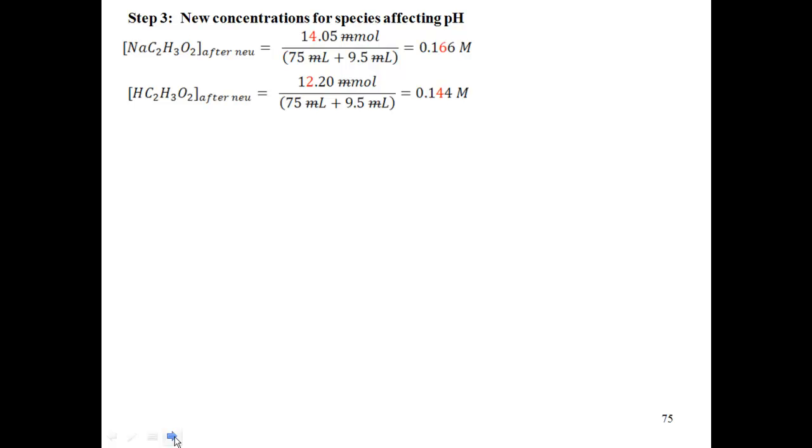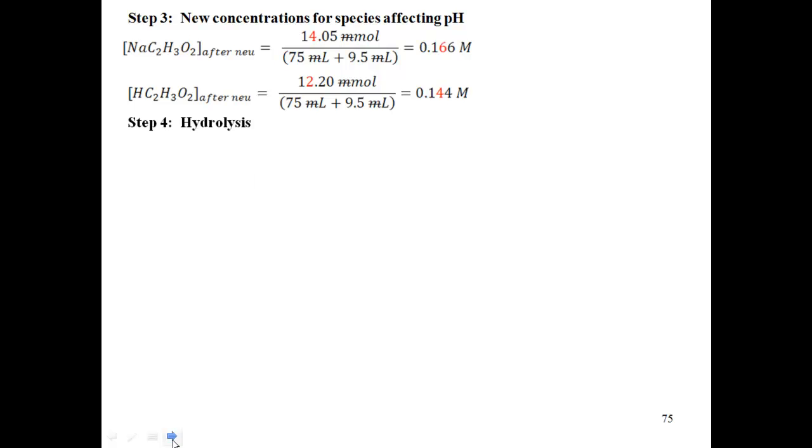12.20 divided by total volume, 84.5, gives me 0.144 molarity of acetic acid. Right now, we're at the point where we were when we did those last two examples. If I rewrote this problem and said, I want to calculate the pH of this buffering system, and I have a sodium acetate solution of 0.166 molarity and acetic acid solution of 0.144 molarity, how would you do it? Same way we did before. You do your soluble salt, do your hydrolysis, and do your ICE table, etc. So we had to do the first 3 steps to get to where we were in those other 2 problems we just worked previously.